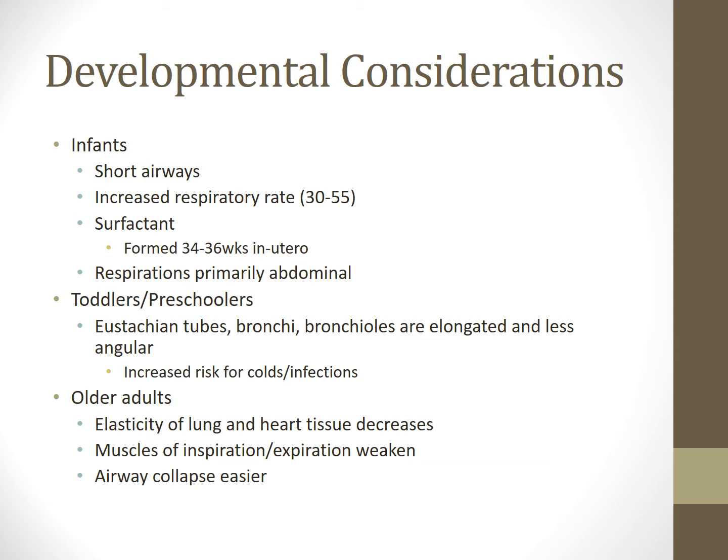relate to where their bronchi or their bronchiole are elongated, but they're less angular. And then again, we kind of talked about already the older adult, as we age, that elasticity of the lung and heart tissue decreases. The muscles of our respiratory system of inspiration and expiration can be more weak. Airway collapse easier. So just that older patient in general, we're going to want to consider them and keep an eye on them for cardiopulmonary alterations or alterations in functioning.